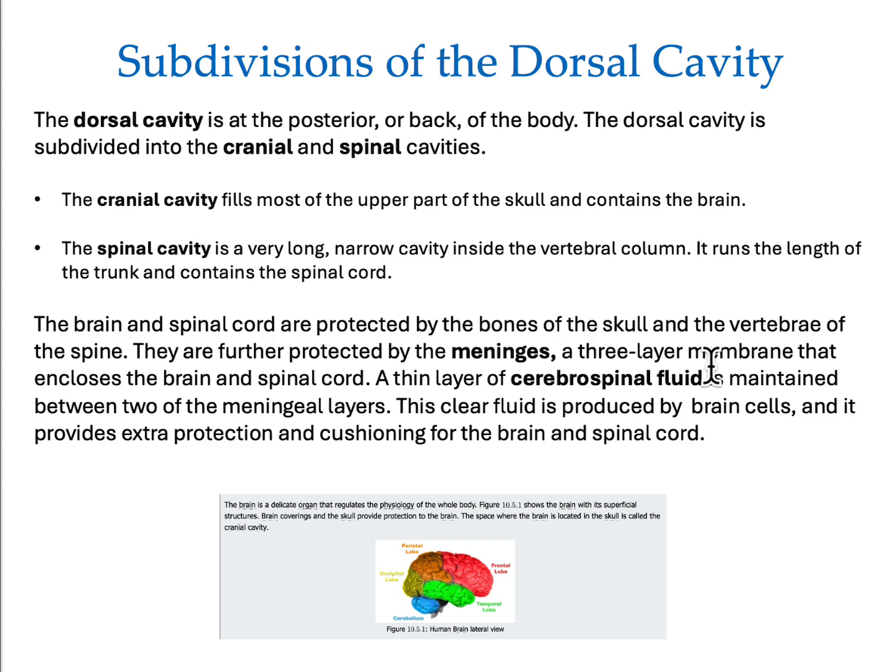The brain and spinal cord are protected by the bones of the skull and the vertebrae of the spine. They are further protected by the meninges, a three-layer membrane that encloses the brain and spinal cord. A thin layer of cerebrospinal fluid is maintained between two of the meningeal layers. This clear fluid is produced by brain cells, and it provides extra protection and cushioning for the brain and spinal fluid. So here we have another example of a product produced by cells. So this fluid might very well be produced, has something to do with the Golgi apparatus, I bet, if it's a complex assortment of molecules.